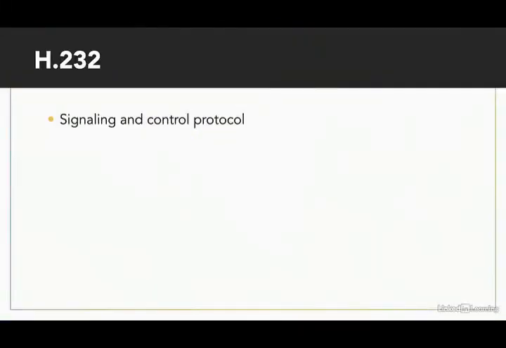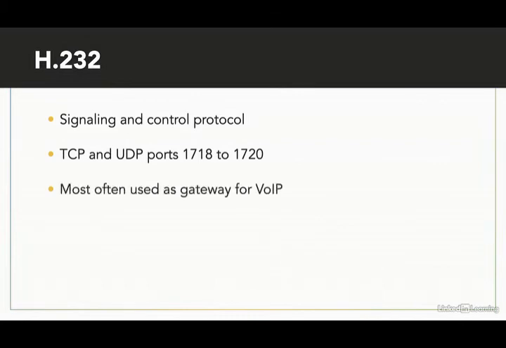H.323 is also a signal and control protocol for communication services. It commonly uses TCP and UDP ports from 1718 to 1720. H.323 was originally developed to facilitate teleconferencing, but was quickly adjusted to be more encompassing. H.323 is most often used today as a gateway for VoIP services.